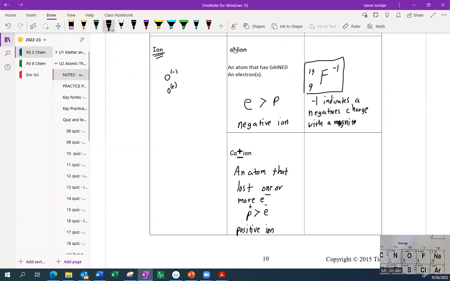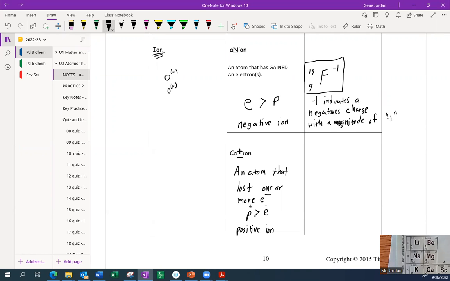It has a magnitude of 1, but it has a negative charge. It's really 1. Let's look at cations, same idea. Let's look at lithium. Lithium is over here on the periodic table.